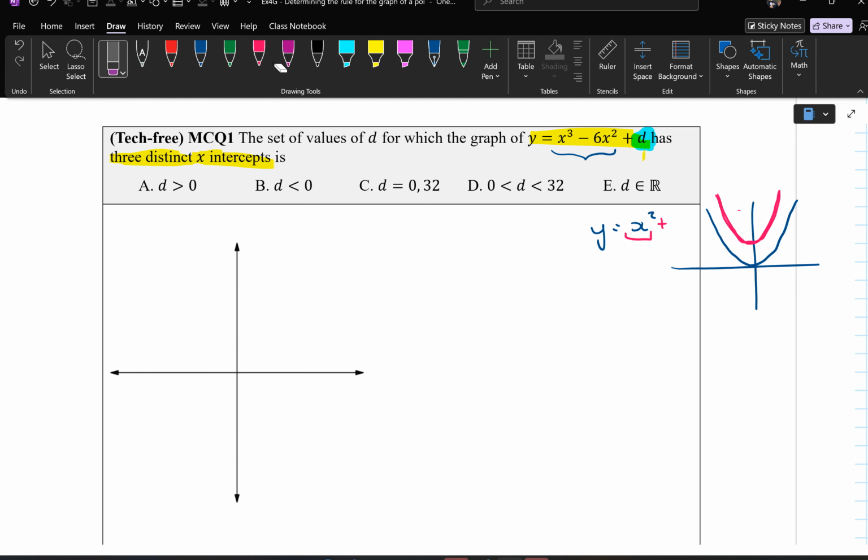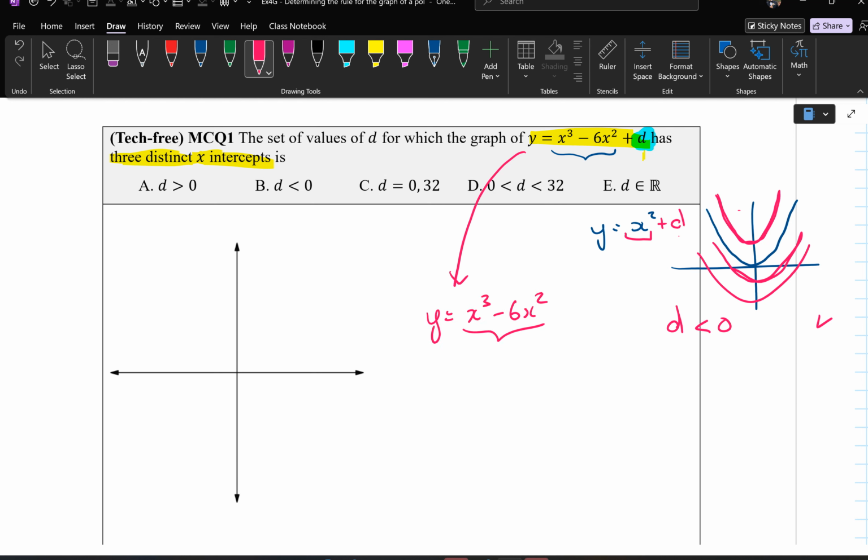So I could have changed that question to x squared, and I could have said, find when x squared plus d has 2 distinct solutions. So what am I saying? I'm saying, what would d have to be so that my graph will have 2 x-intercepts? If that was my question, it was obvious that the only way to get 2 intercepts is if it's below 0. So as long as d is less than 0, that would work. So going back to your question then, you just need to figure out, well, what does x cubed minus 6x squared look like?